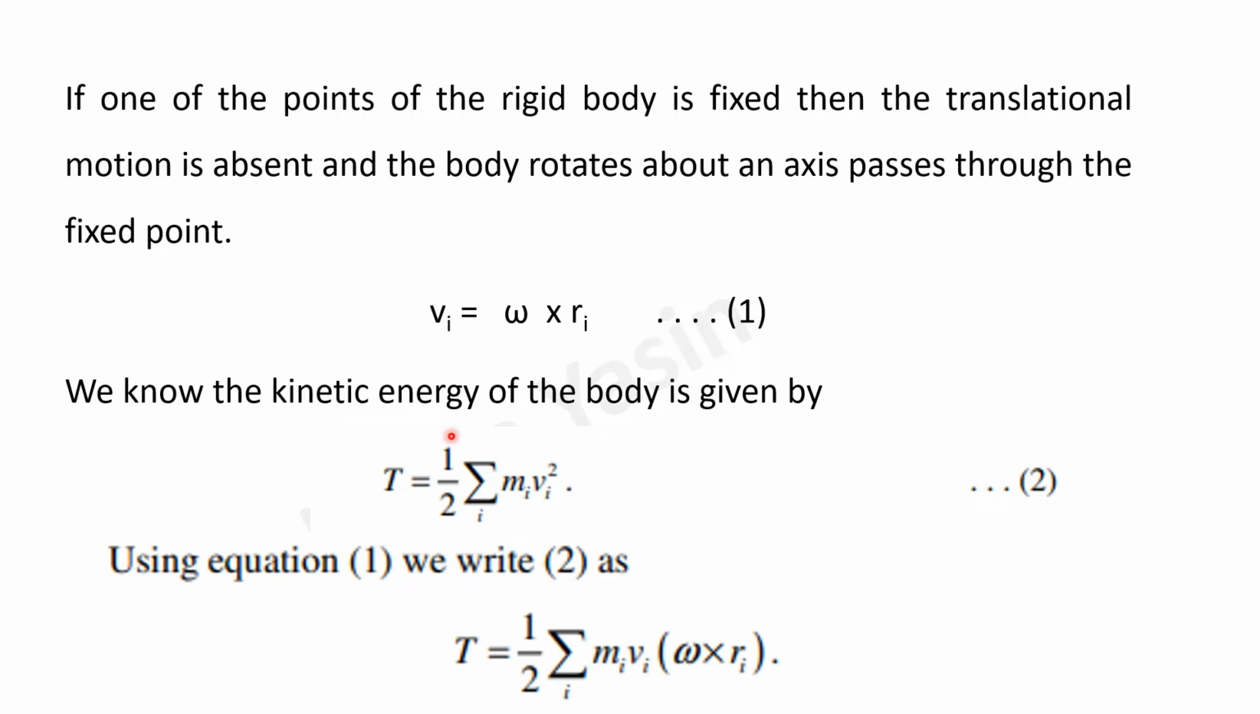We know that for a system of particles the kinetic energy is T = 1/2 summation i mi vi squared, that is equation number 2. Using equations 1 and 2, we substitute the value of equation 1. That is T = 1/2 summation i mi vi dot vi, and we substitute one vi with omega cross ri.